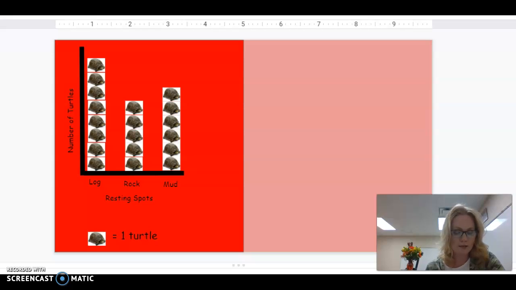Here we can see the pictograph will look at the numbers of turtles' resting spots. There are 3 different resting spots: a log, a rock, and mud. This means there will be some turtles on a log, some on a rock, and some resting in the mud.